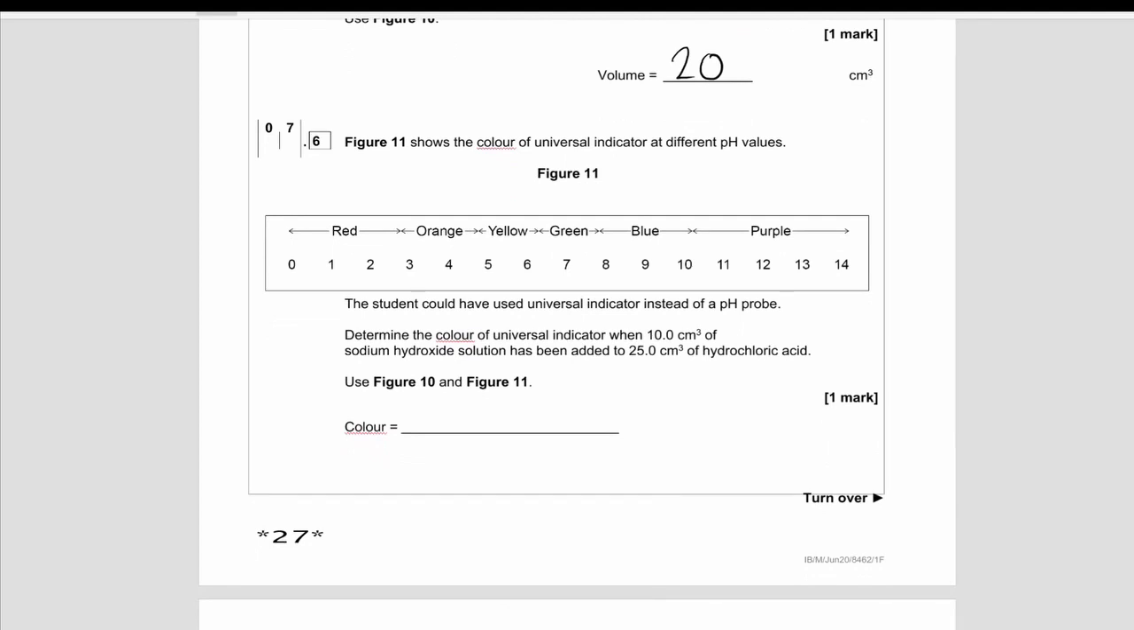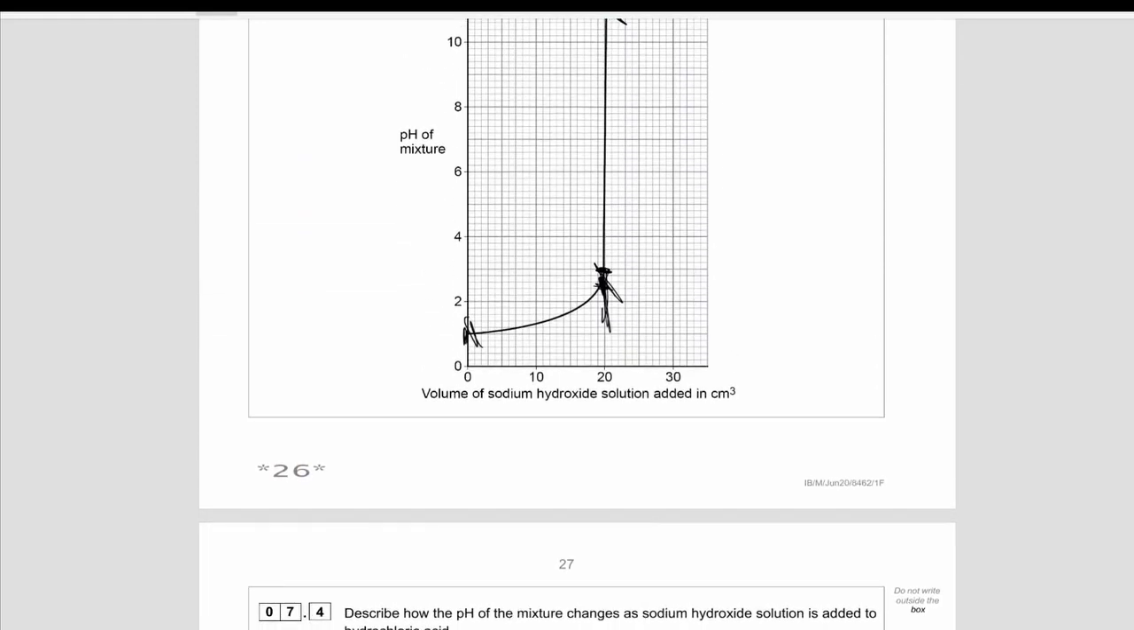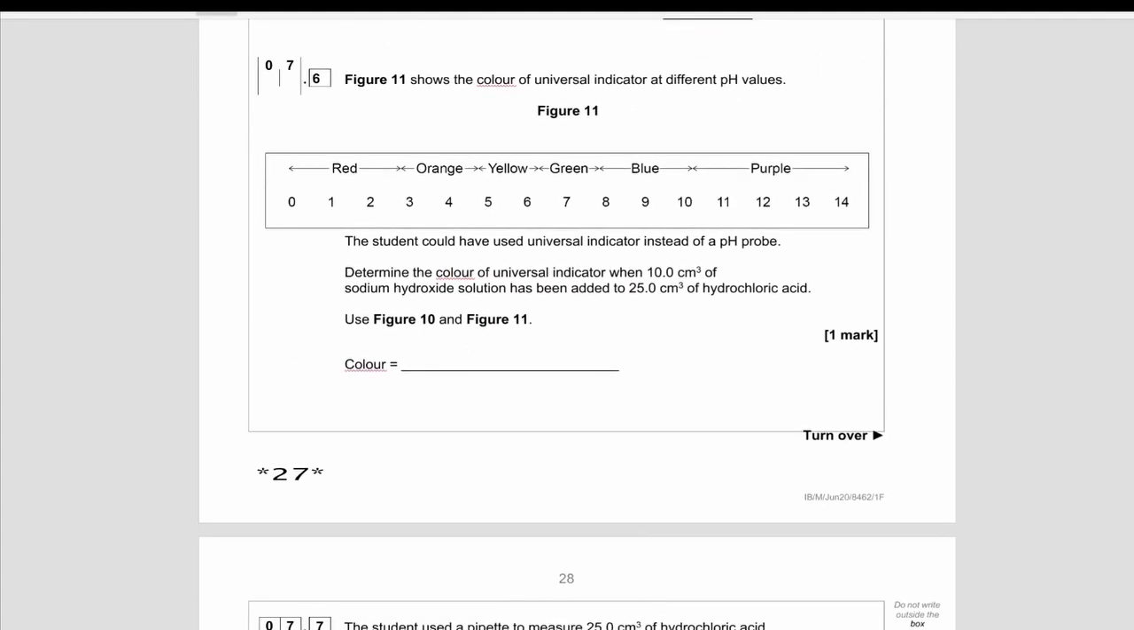Question 7.6 says, figure 11 shows the colour of universal indicator at different pH values. It says the student could have used the universal indicator instead of a pH probe. Determine the colour of universal indicator when 10 centimetres cubed of sodium hydroxide solution had been added to 25 centimetres cubed of hydrochloric acid. Again, we need to go back up to our results table here and look at the pH it would be when 10 centimetres cubed had been added. We're looking at a pH of between 1 and 2. And we know that between 1 and 2, we're going to see a red colour.